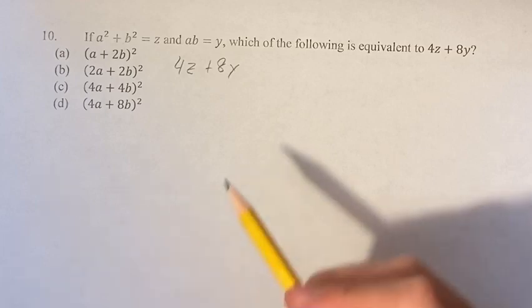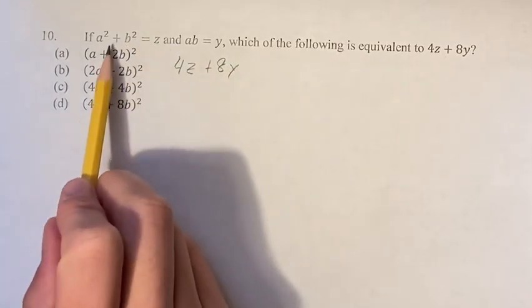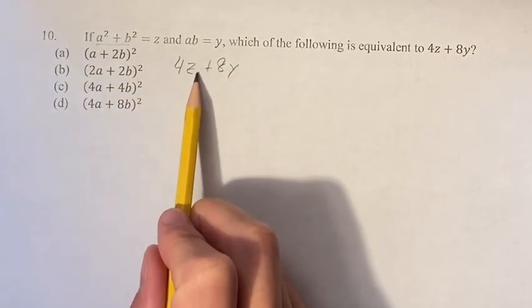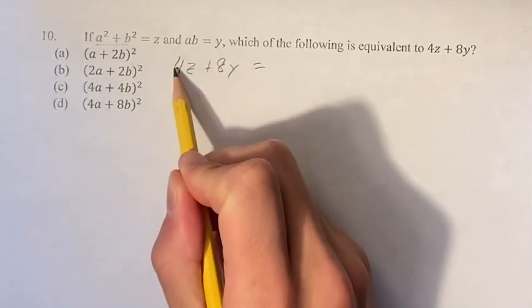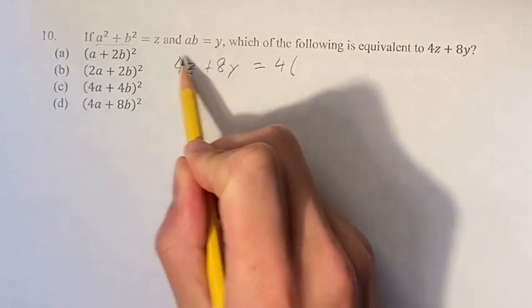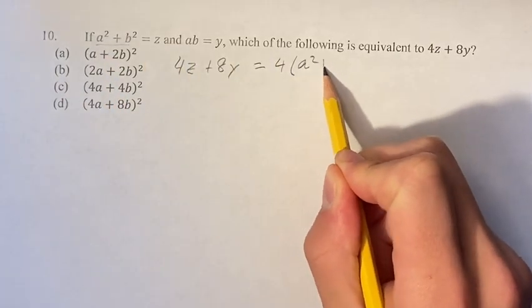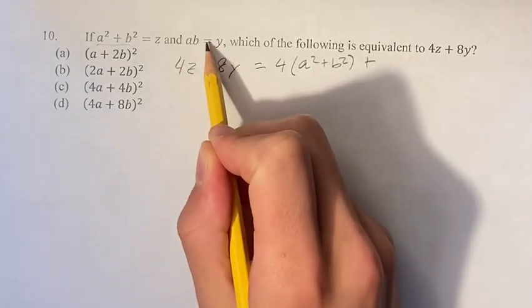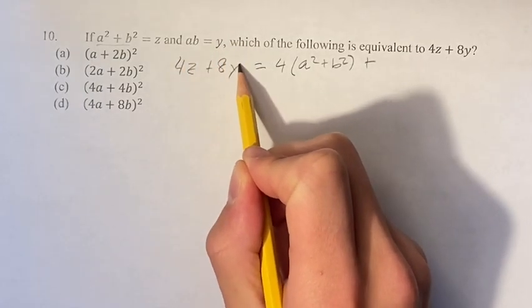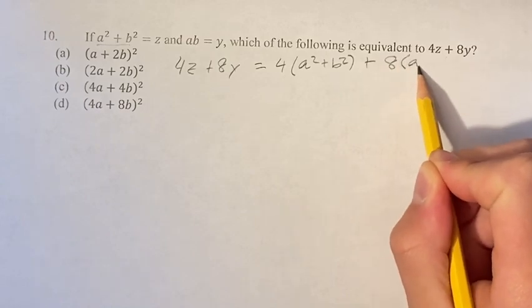Now the first thing we want to notice is that we have z here, so we can replace a squared plus b squared in for z because we're told that it's equal to z. So this is going to be 4 times z, so a squared plus b squared. We can do a similar thing here. ab is equal to y, so we can plug in ab right here and have 8ab.